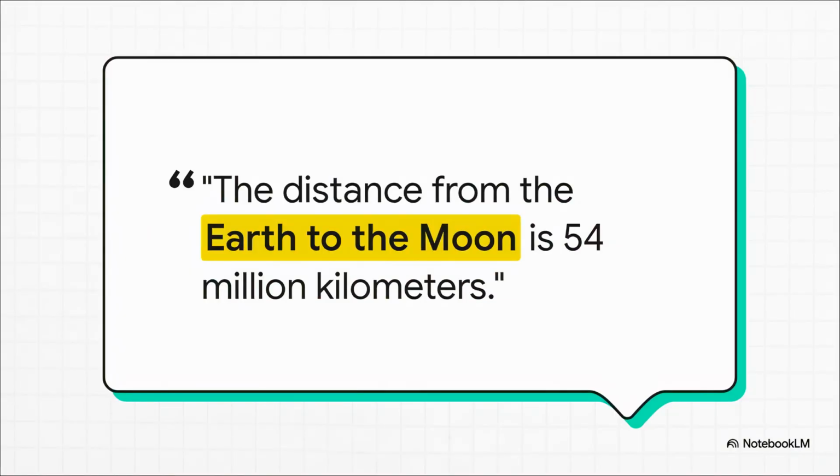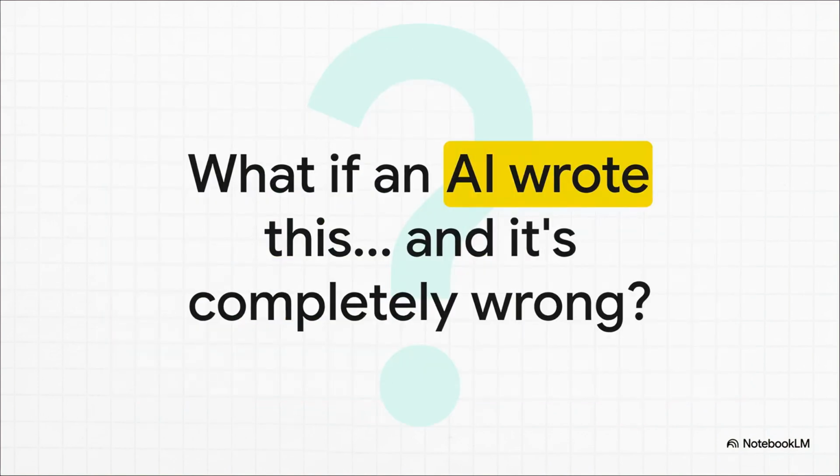The distance from the Earth to the Moon is 54 million kilometers. Sounds pretty plausible, doesn't it? It's specific. It's delivered with confidence. But what if I told you an AI wrote that, and that it's completely, utterly wrong? The real distance is only about 384,000 kilometers. That confident, plausible, but totally false statement is a perfect example of an AI hallucination.